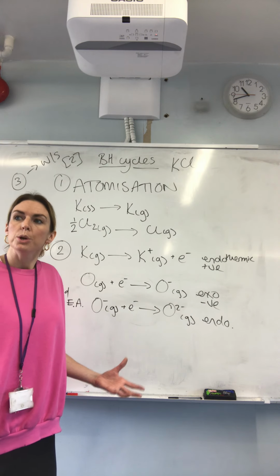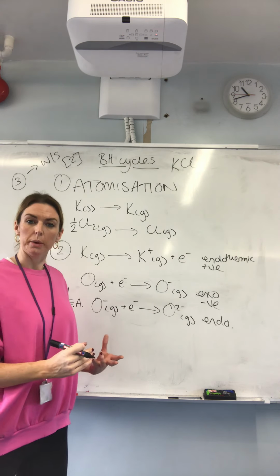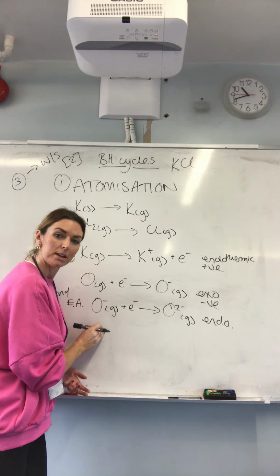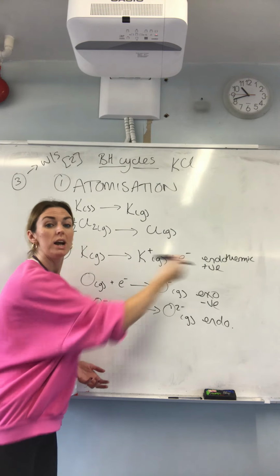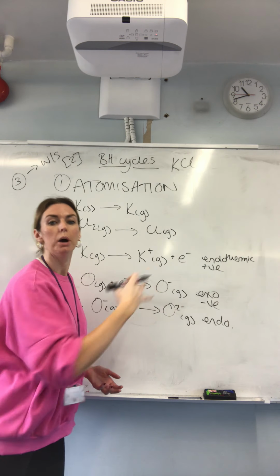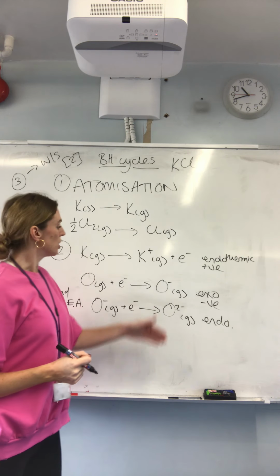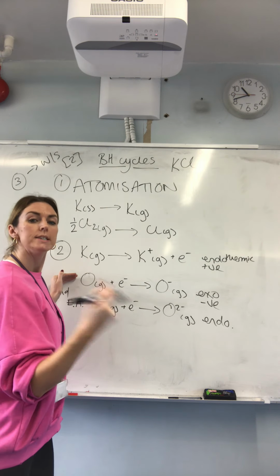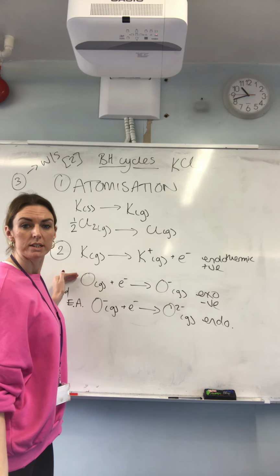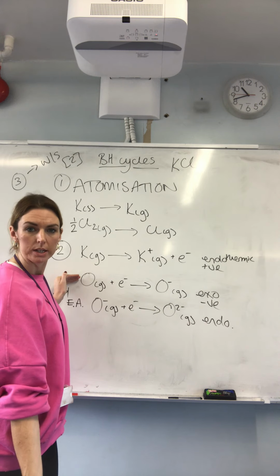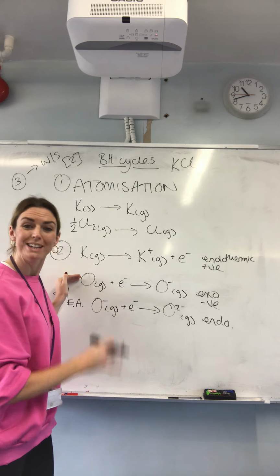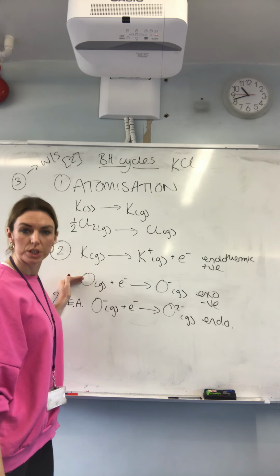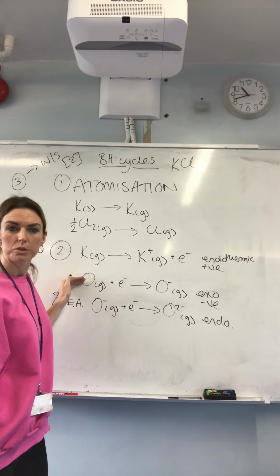And that makes sense, because if you think about what you're actually doing, you are adding something negative to something negative. That requires an input of energy to overcome those repulsive forces. So your first electron affinity is exothermic, but every subsequent electron affinity, and you're only going to get to 3-, that is endothermic. It requires an input of energy. And you'll need to remember that when you're constructing your Born-Haber cycles.